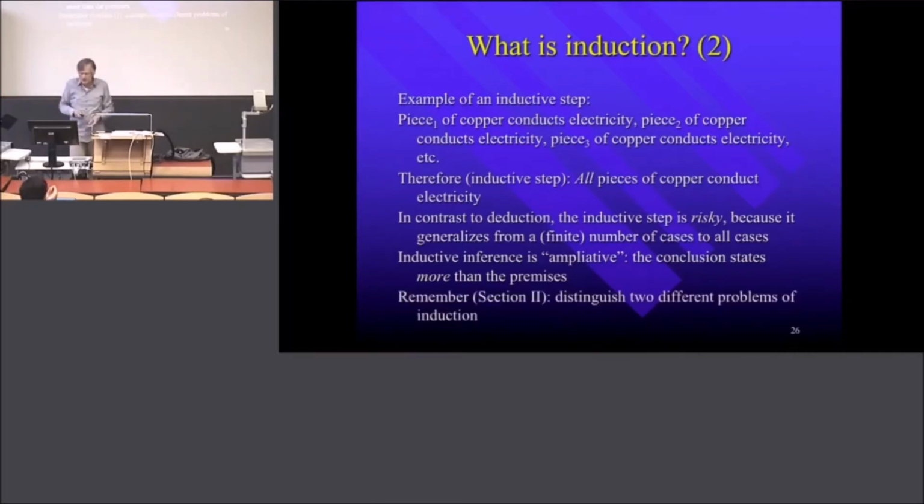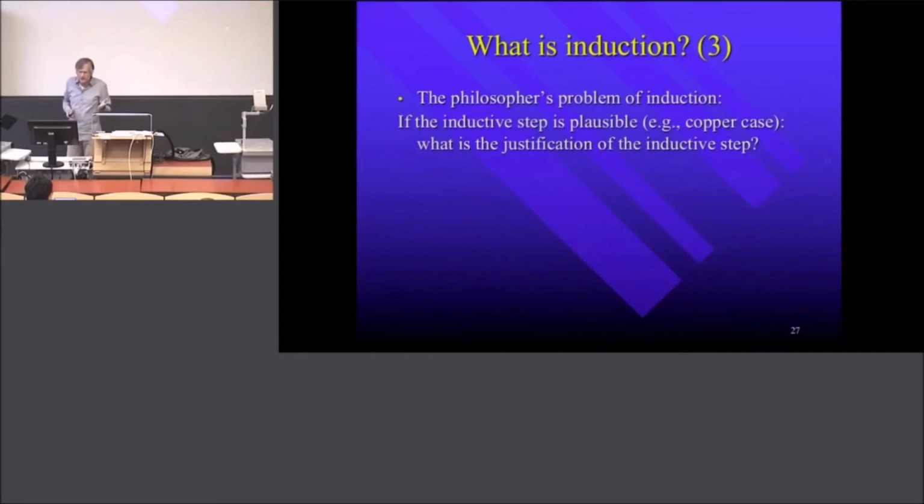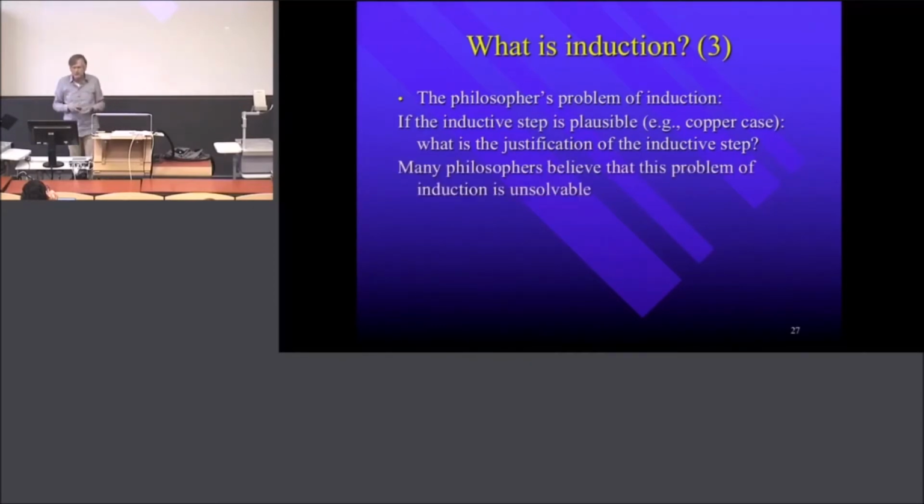Okay. Remember from section 2, I distinguished two different problems of induction, and that's important for the following. The philosopher's problem of induction is the following. If the inductive step is plausible, for instance in the copper case, what is the justification of the inductive step? One thing is that it works, and the other is that you can justify why it works. I understand why it works. This is the philosopher's problem.